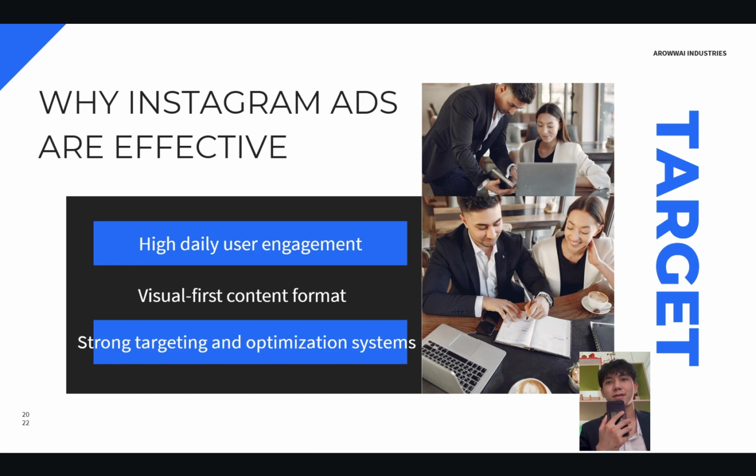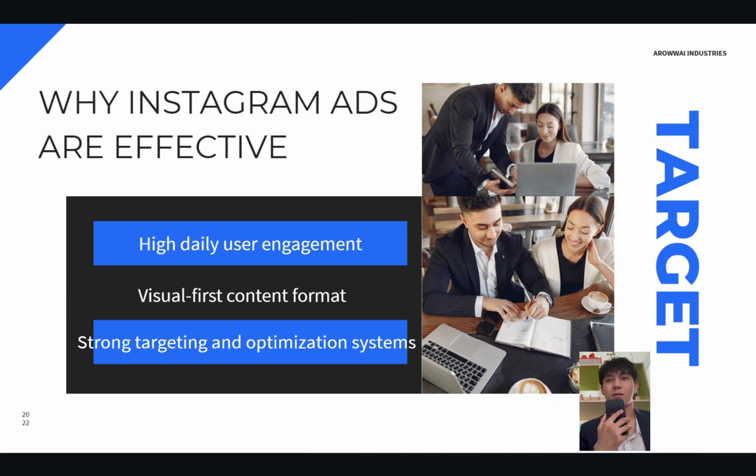Another reason is that Instagram is a visual-first platform. Images, ads, shorts, and videos grab attention much faster than long text. So this makes it easier for businesses to show products, emotions, and ideas in just a few seconds.